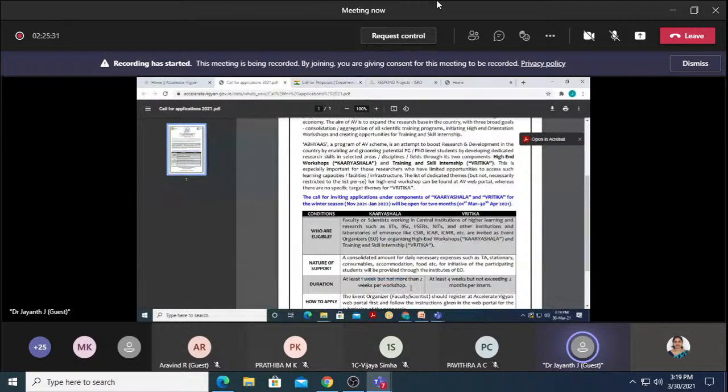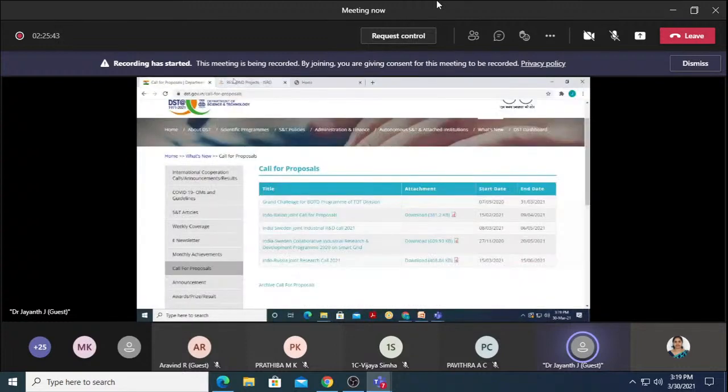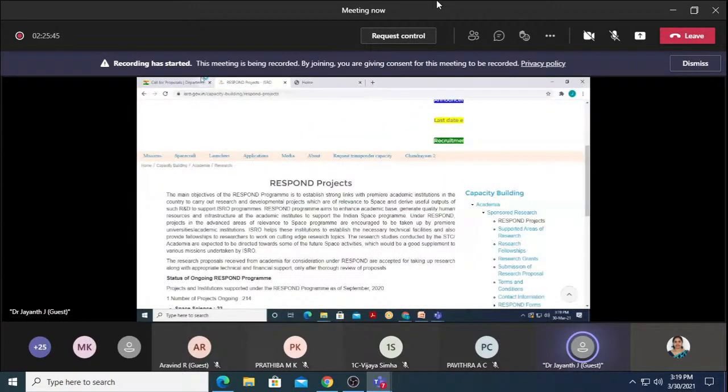So these are the funds which you receive from the government for conducting workshops, seminars, and international or national conferences. Next, you have another set of proposals from ISRO, that is the RESPOND scheme.